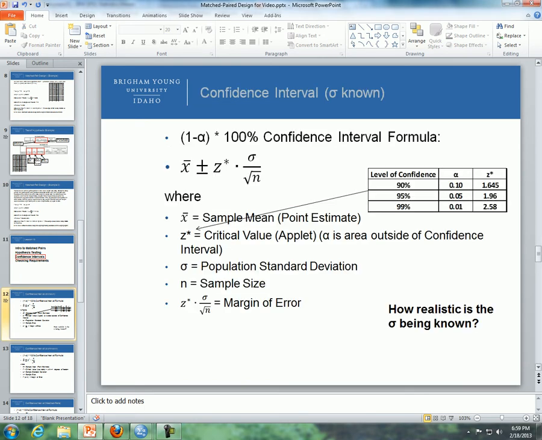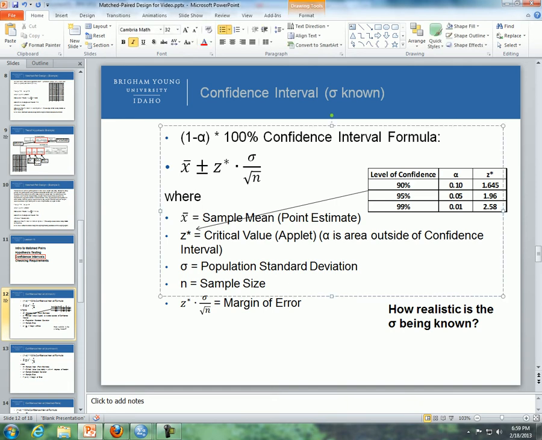Now let's review some confidence intervals. This is the very first confidence interval you ever saw for this course, where we dealt with one mean where we knew the standard deviation. Here was the formula for it, and we pretty much did that one by hand. But then we posed the question, how realistic is it that our population standard deviation is known?